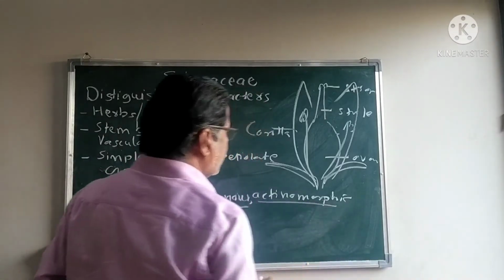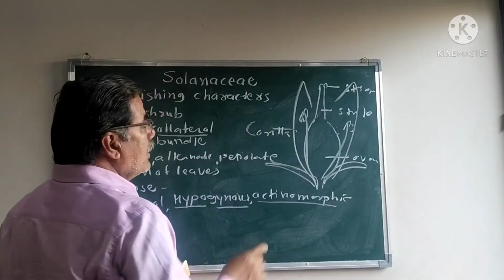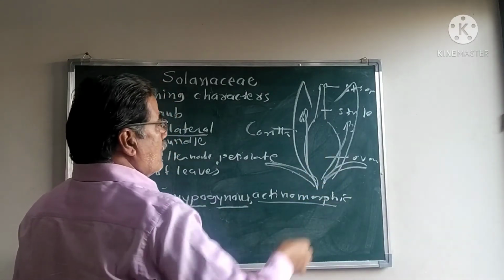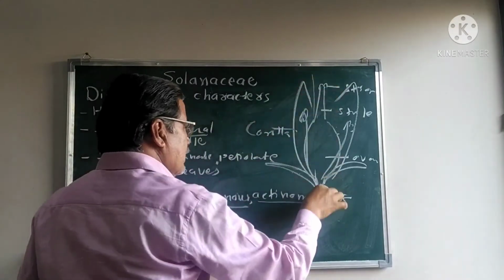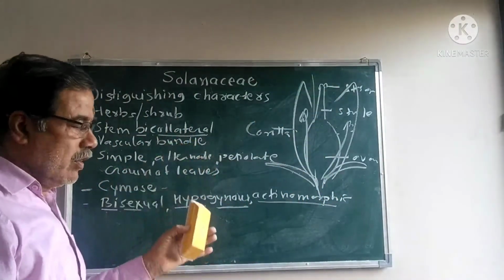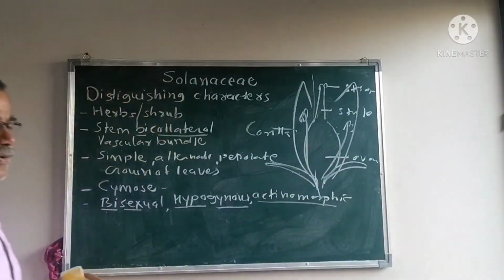Actinomorphic: when the calyx and the corolla are generally of similar size and shape, and a vertical section taken in any plane shows two equal halves, such flowers are known as actinomorphic flowers.